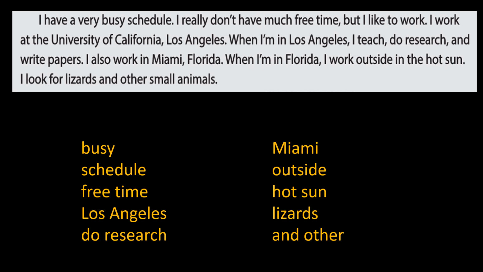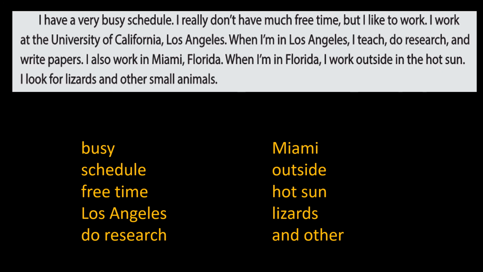The next word is Miami. It's in line 3. Miami. How many syllables is it? And where is the stress? The next word is in line 3. It's outside. Outside. That means not indoors. So outside means outside the house or outside a building. Inside means in a house or a building.